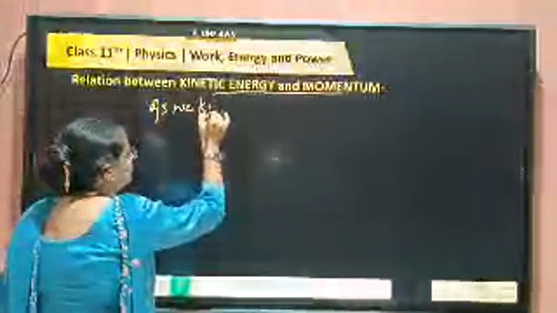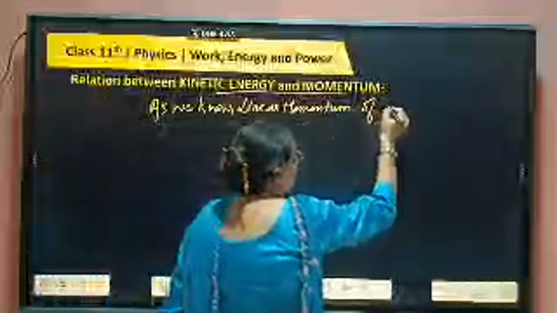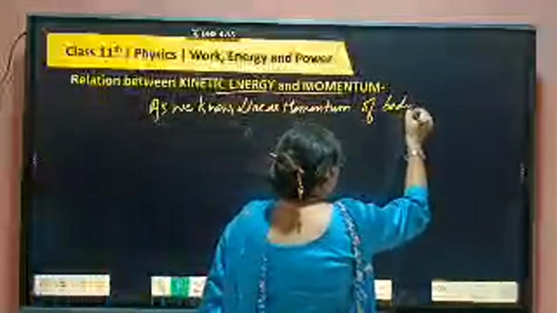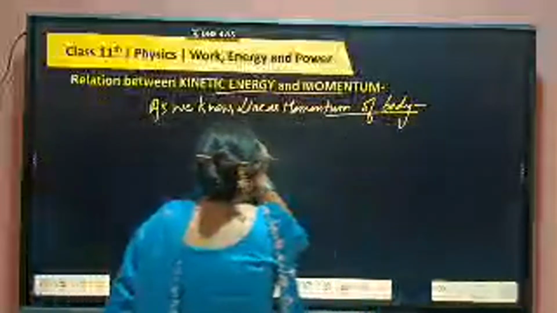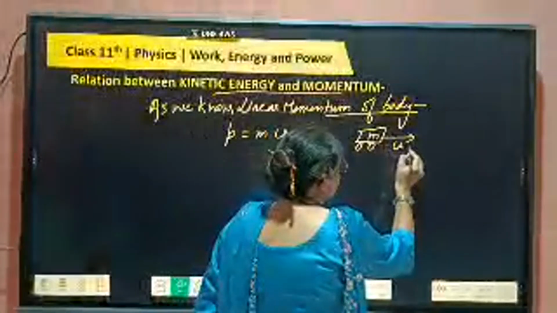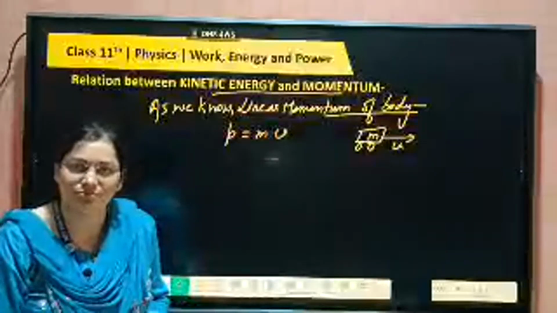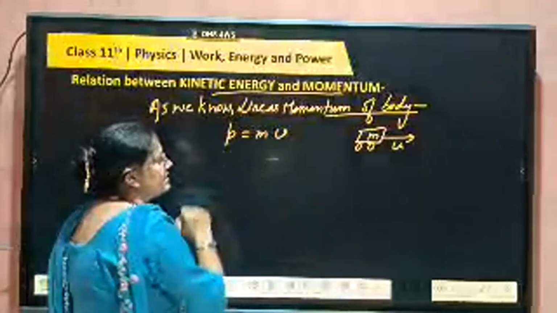As we know, the linear momentum of a body, P. P is our linear momentum, that is the product of mass and velocity. If any object whose mass we are taking m, moving with some velocity v, then you can write its momentum as mv. Okay, the product of mass and velocity, that is linear momentum.